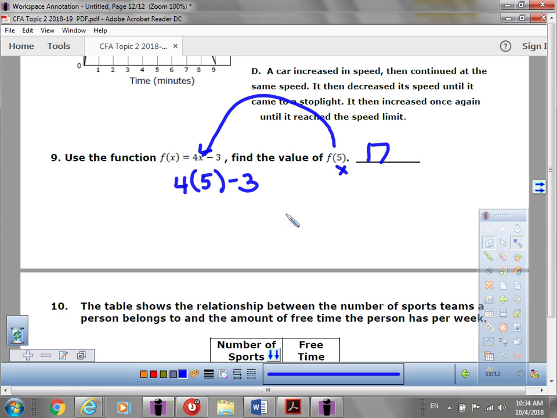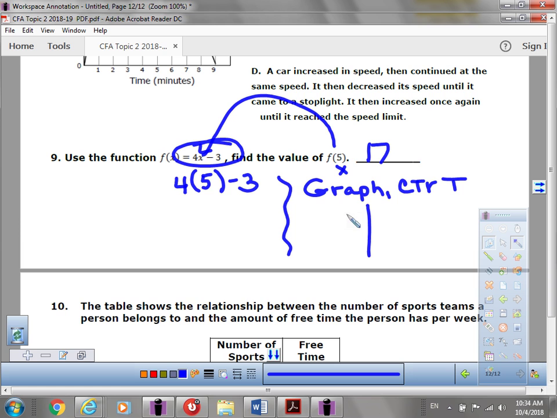Now, when we did this in class, I showed you how you could graph it with Control T, and how to double check that. Some of you hopefully did. Because honestly, they gave you the X, you're looking for the Y. And again, it was 17. So you could have graphed it with Control T, even that one.